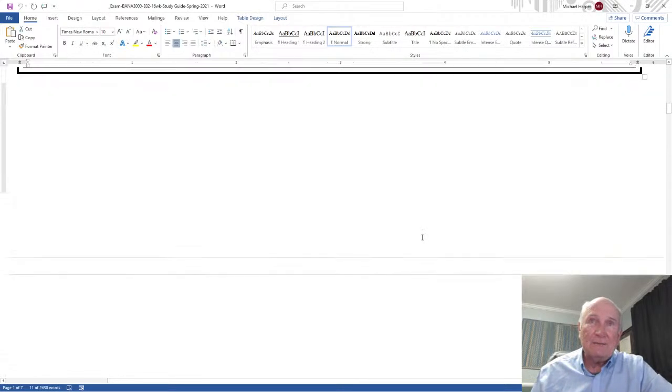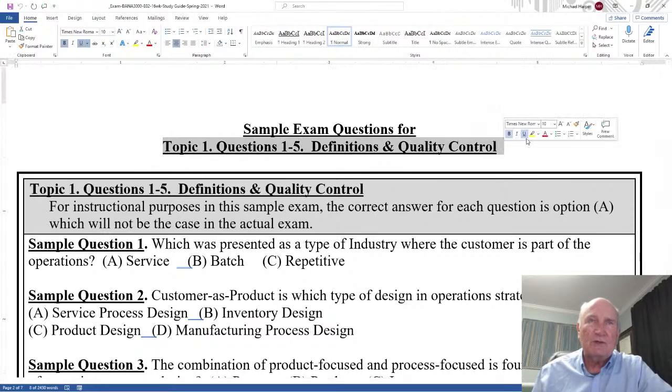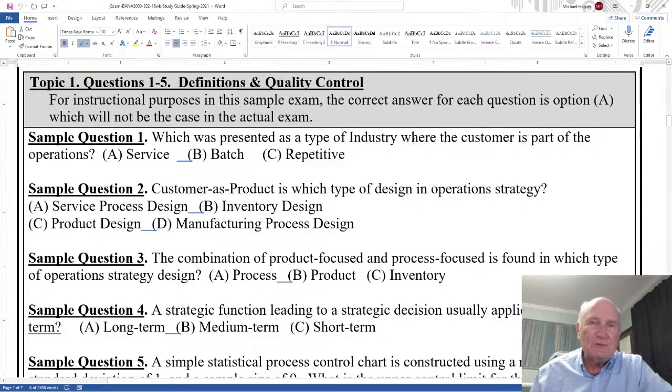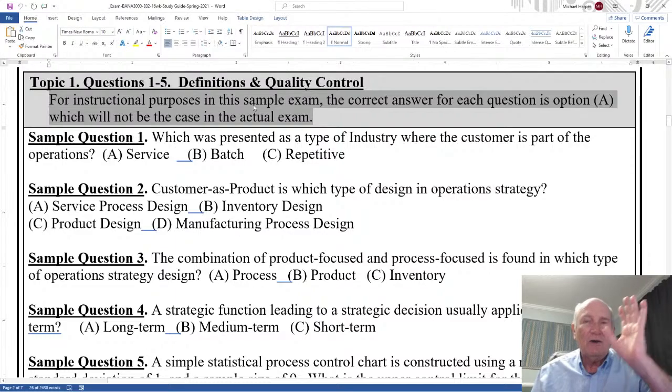So let's go through the exam. Let's go through the sample exam. Okay, topic 1, questions 1 through 5, definitions and quality control. And this is that first lecture. For instructional purposes, in this sample exam, the correct answer for each question is option A, which will not be the case in the actual exam. I state this on every topic.